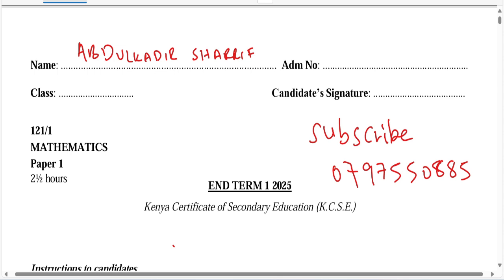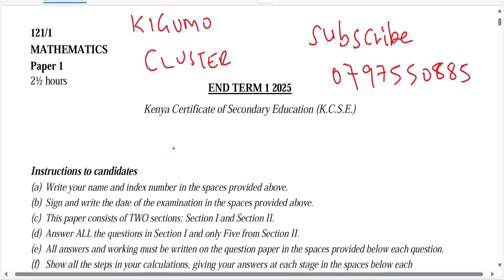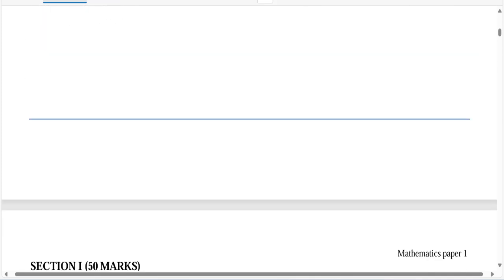So leo tutafanya paper yaitwa Kigumo Cluster, I think utaiona pale katika video. What do you call it? Caption. Is it caption? Thumbnail. Kigumo Cluster. Sasa wewe kama unatoka huko Kigumo, sijui hata hiyo Kigumo iko wapi. But ahlan wa sahlan. This is their paper 1. Maswali yake ni rahisi lakini usishtuke.